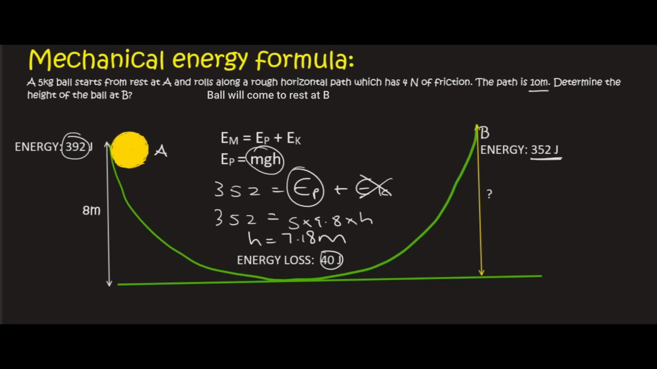So that makes sense. It came from a height of 8, loses a bit of energy, and so it only reaches 7.18 meters. If there was no friction, it would keep reaching 8 meters the whole time.